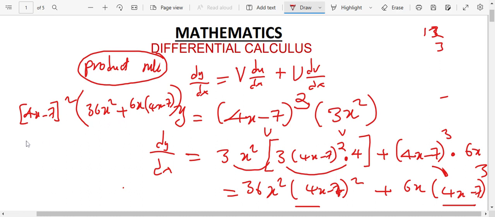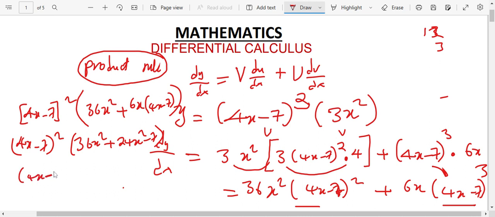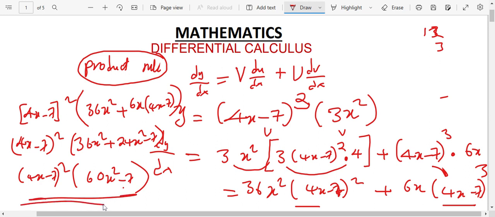If we want, we can simplify it more: (4x minus 7) to the power 2 times 36x squared plus 6 times 4, which is 24x squared minus 7. Add like terms together: you're going to have 36 plus 24, that is 60, so it is going to be 60x squared minus 7. So this is going to be the answer, simplified in the lowest terms.